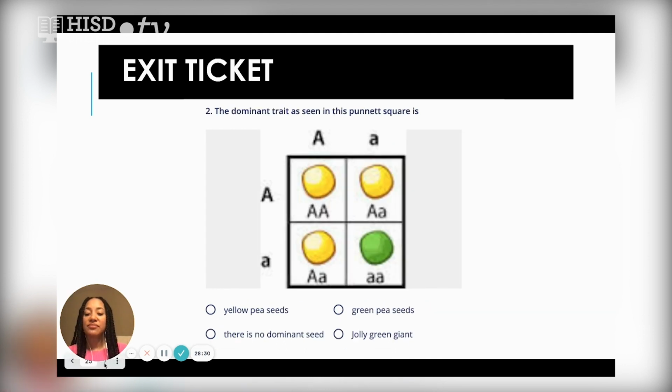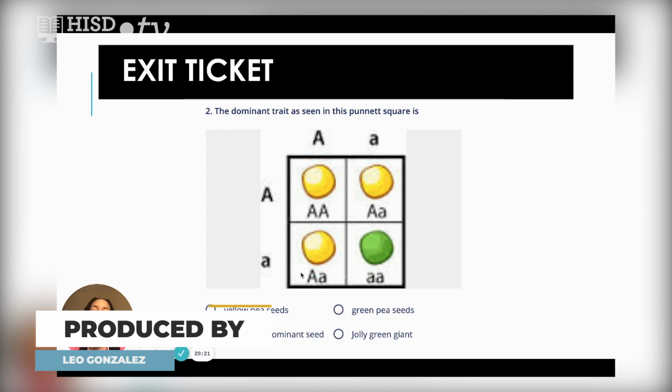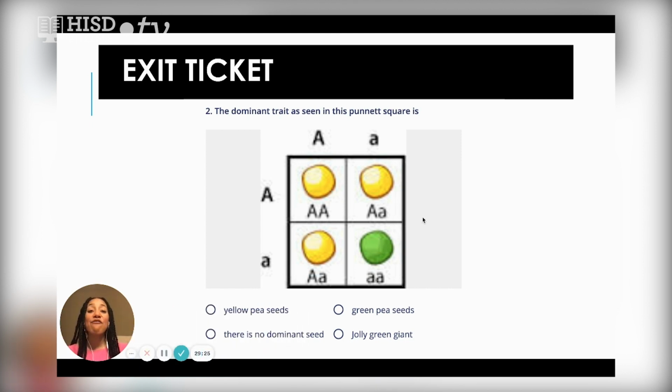And let's try one more question. The dominant trait as seen in this Punnett square is the dominant trait capital A or lowercase a? What type of letters represent dominant traits? Yes, dominant traits are represented by capital letters. So if a dominant trait is represented by a capital letter, then what type of peas would be part of the dominant traits? Yellow peas or green peas? Yes, the answer to this question is yellow pea seeds. Capital A, anytime you have capital letters, they represent dominant traits. And because the capital A is with the yellow peas, we know that yellow pea seed genes are dominant to green pea seeds.